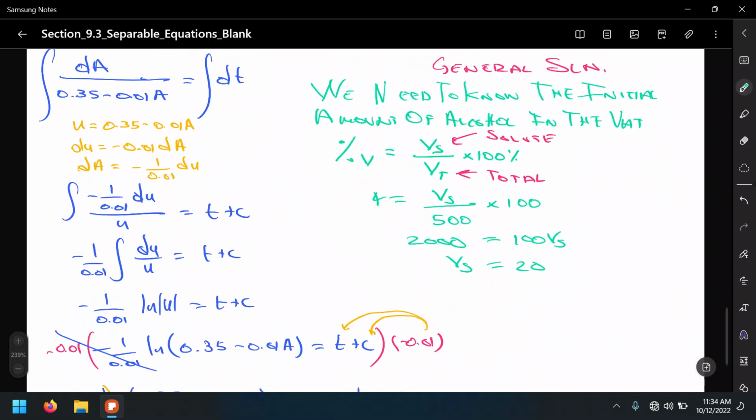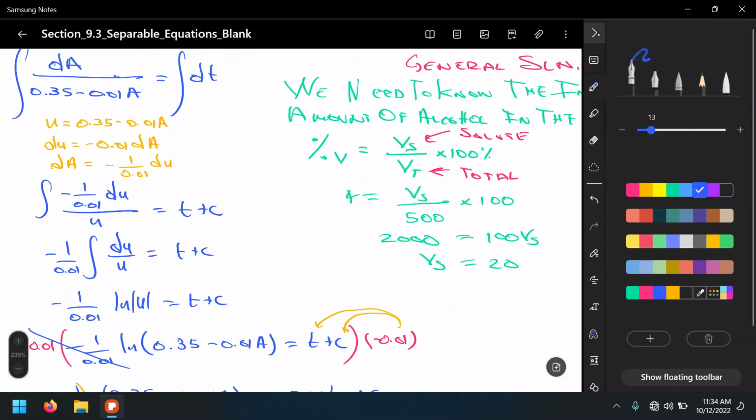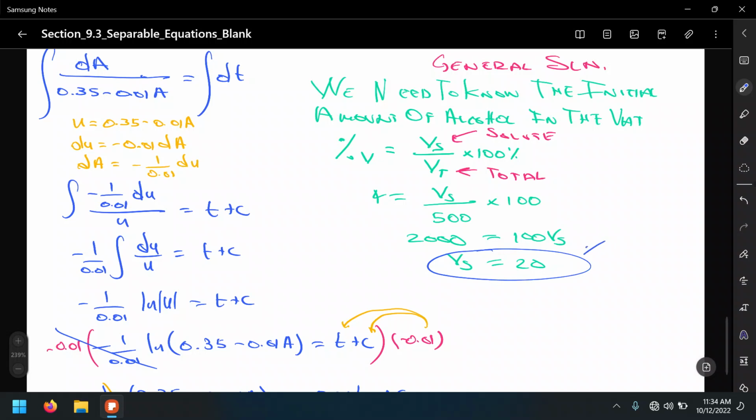All right. This means that initially we have 20 gallons of alcohol in a solution, in a 500 gallon solution.